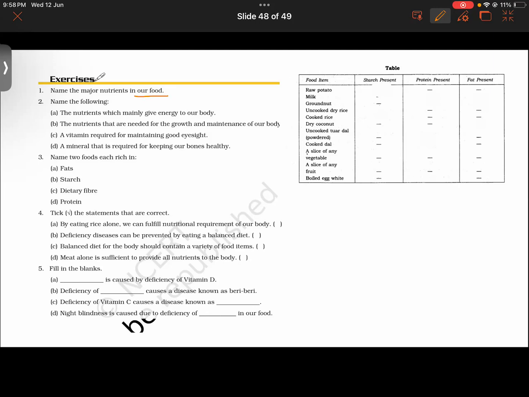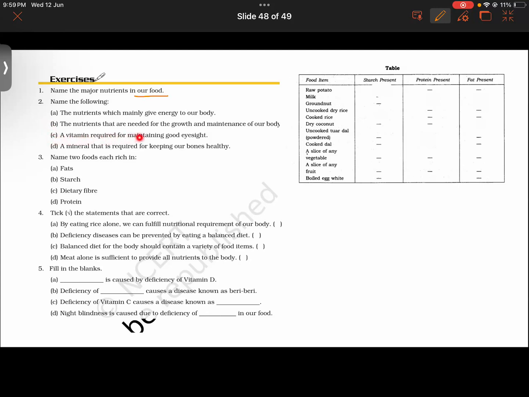Then answer question number 3. Name two foods rich in fat. Oil, meat, ghee, cheese, fish, canola oil, coconut oil. Good. We have so many examples, n number of examples. Now answer part C of question number 2.